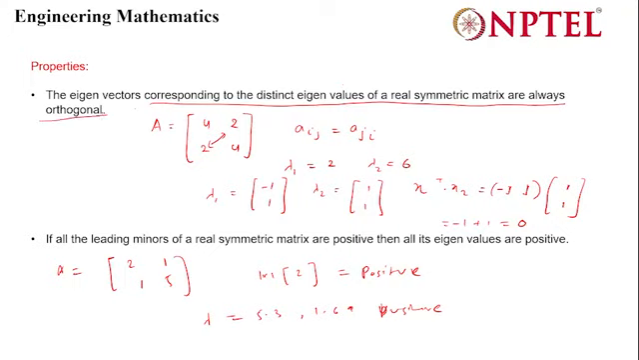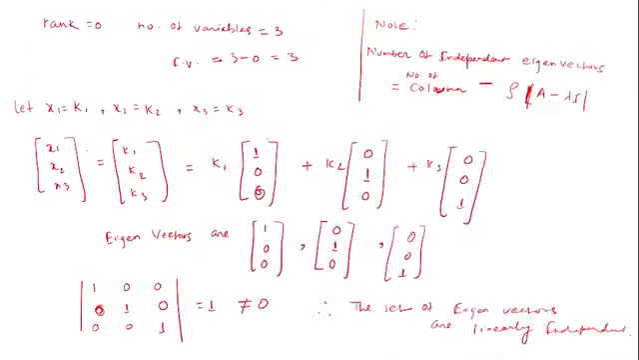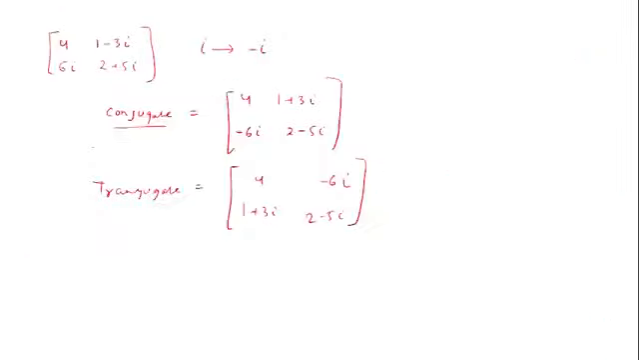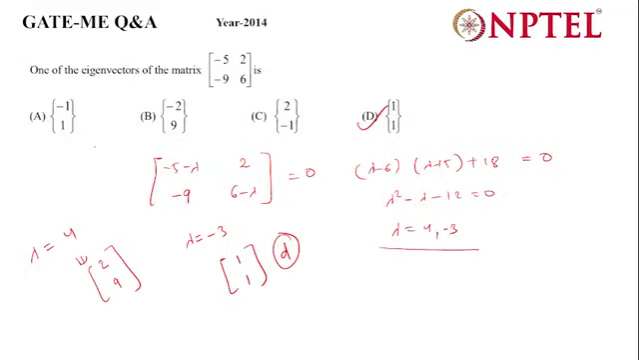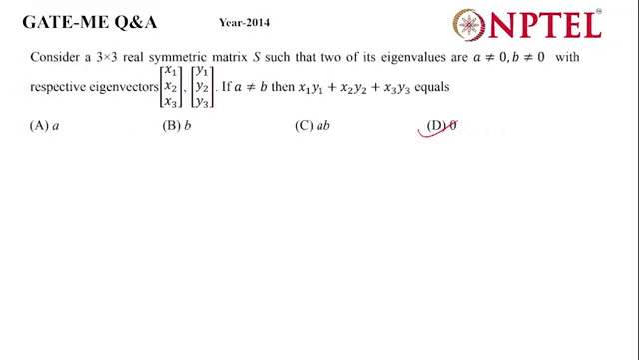Okay. So here now we'll look at the question. Here they are saying that your eigenvalues are A and B, which are not equal to 0, and A is not equal to B. That means they are distinct eigenvalues. So the eigenvectors corresponding to these eigenvalues will be orthogonal.